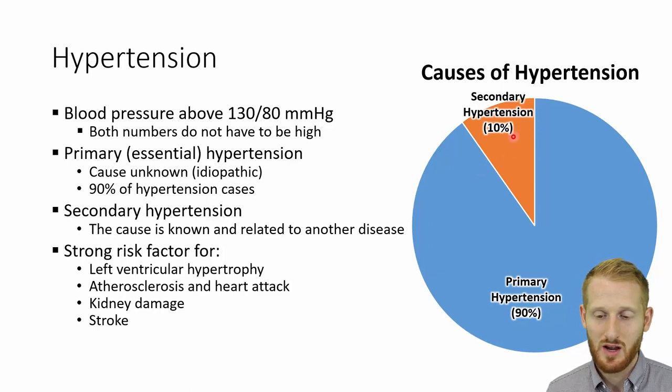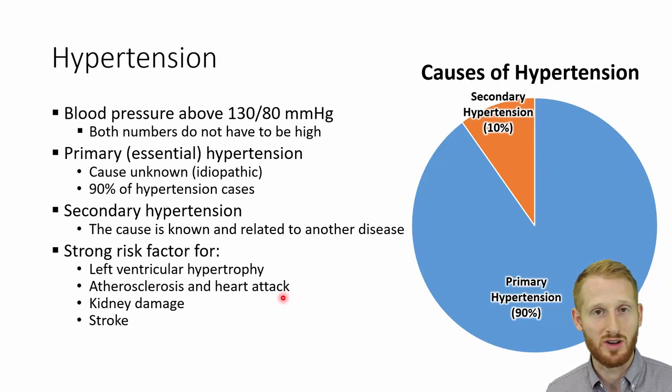So if you fix that issue, secondary hypertension oftentimes will go away, right? But again, most people have primary or essential hypertension where we don't know the cause, and we just treat the hypertension and hope that they don't develop worsened cardiovascular health.